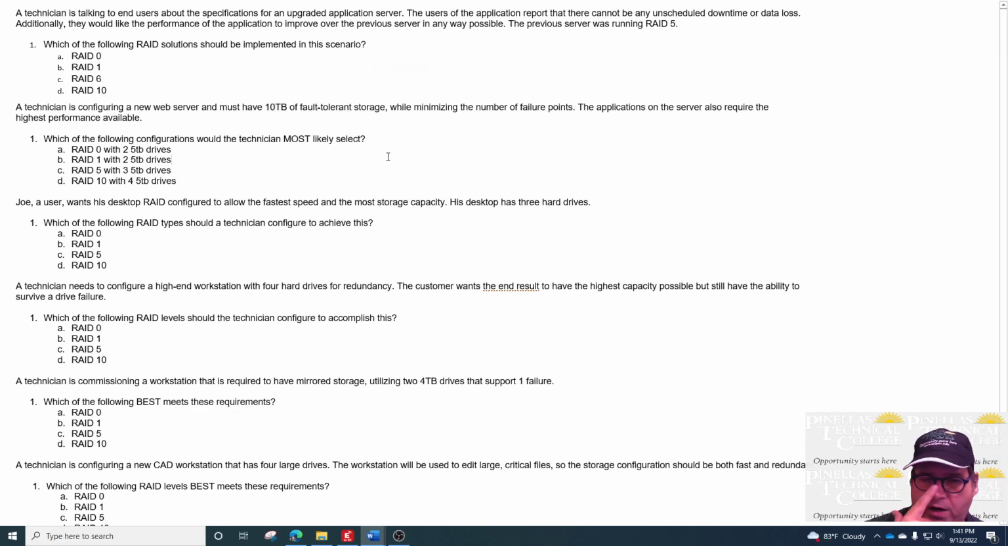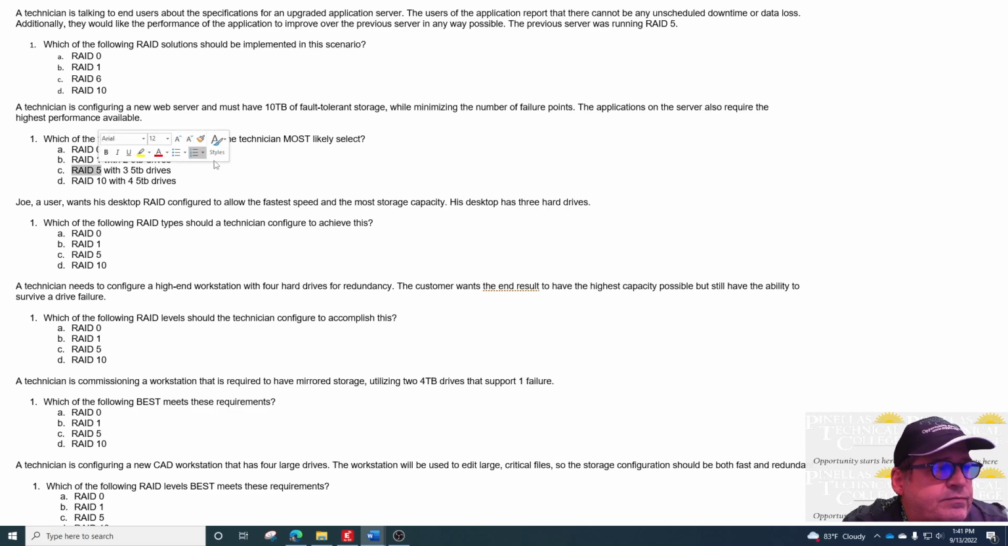But that third requirement tells us which one it's going to be between RAID 5 and RAID 1.0. They want the highest performance available. Well, the highest performance available between those two is RAID 1.0. If this question had said something to the effect of highest performance available while saving cost or on a budget, then we would be leaning towards a RAID 5. Because RAID 1.0 is much more expensive to set up than a RAID 5.